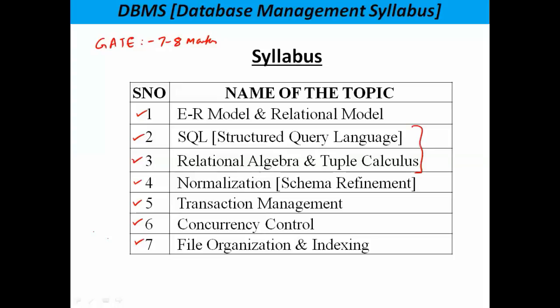If we take the important concepts, from these two concepts we'll get around 2 marks. From the other two you'll get another 2 marks. And normalization alone will get you 2 marks. This is how the weightage is distributed. Another 1 or 2 marks may come from the other concepts.